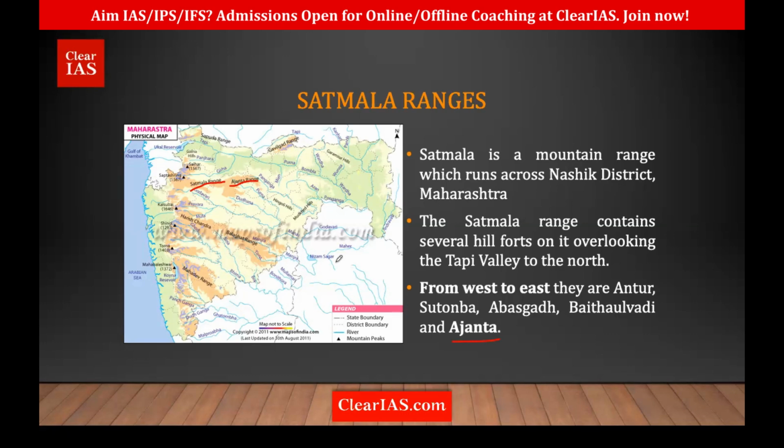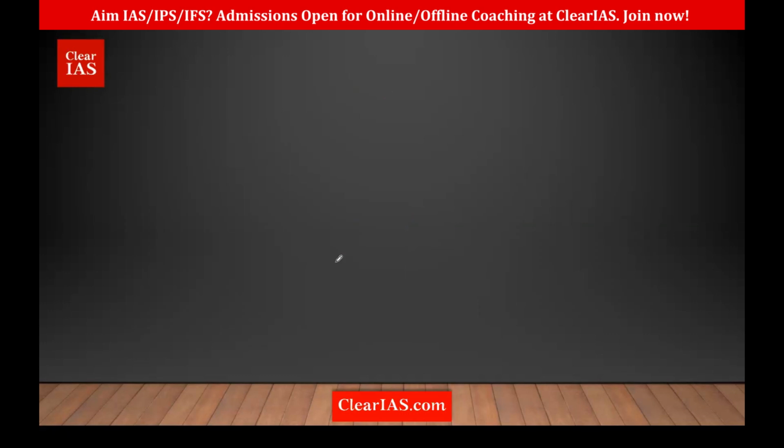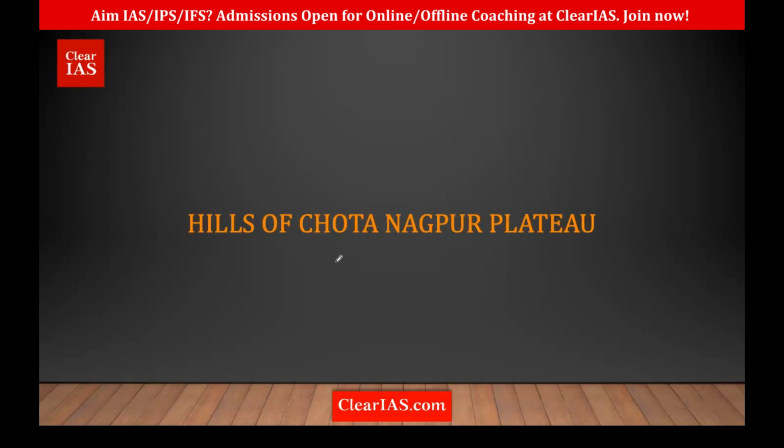It is shorter than the Satpura, but we have the important Ajanta caves on it. Ajanta ranges is also part of this Satmala, and we have Godavari originating from here, near Nashik. So we spoke about the mountains of central highlands, that is Aravallis, Vindhyas, Satpura, and Satmala. When we learn about the peninsular river system and the other rivers, we'll be learning more about this. So this is the basic things you must remember about the central mountain ranges.